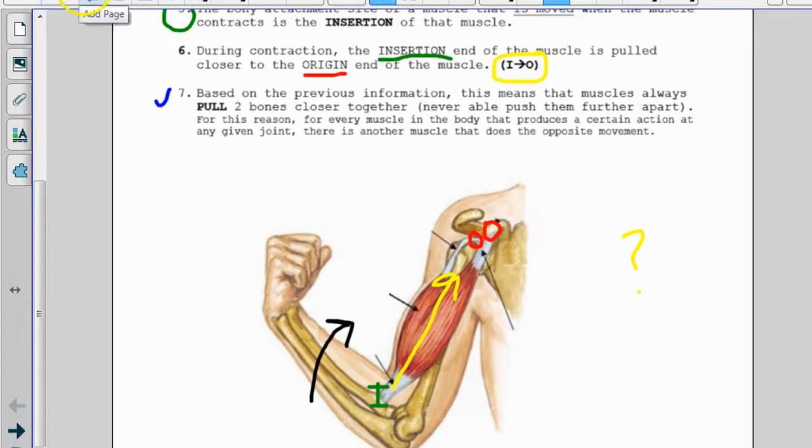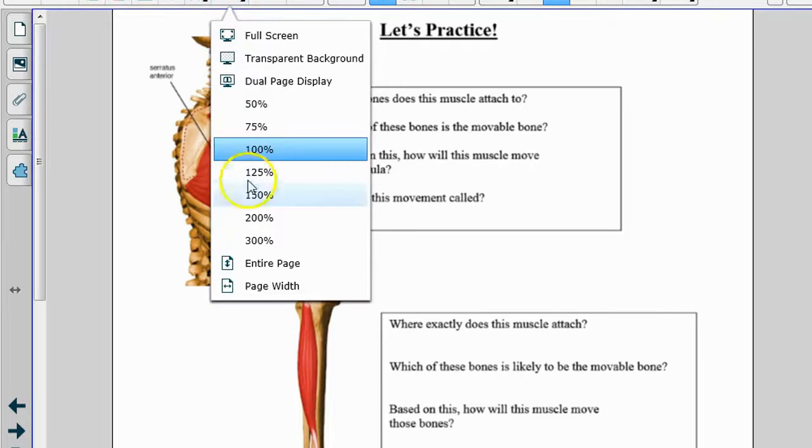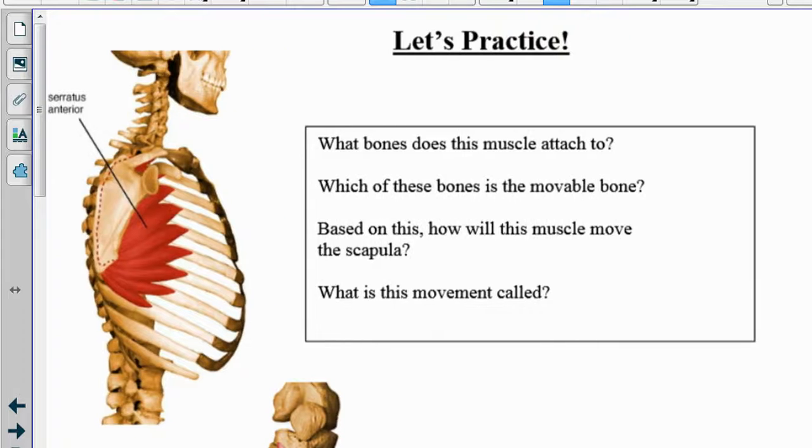And then let's go ahead to the back of the worksheet and we'll do some examples. So here we are. Let me zoom in. So we're really just looking at this muscle here. This muscle is known as the Serratus Anterior, and I specifically chose muscles that were a little bit less popular so that you couldn't rely on your background knowledge to know what this muscle does. You have to be able to figure it out. So let's go ahead and answer the questions.